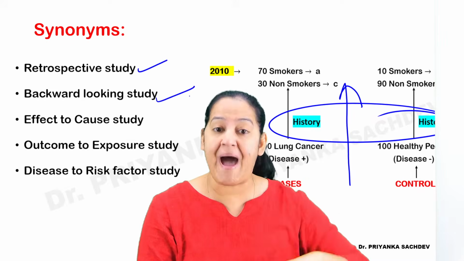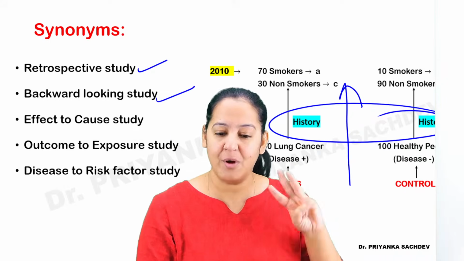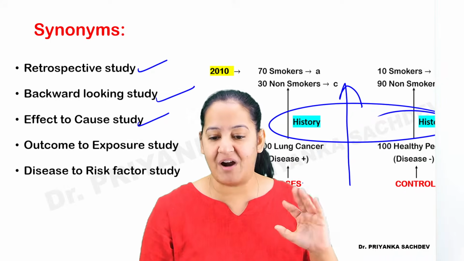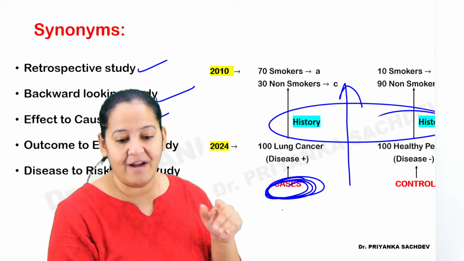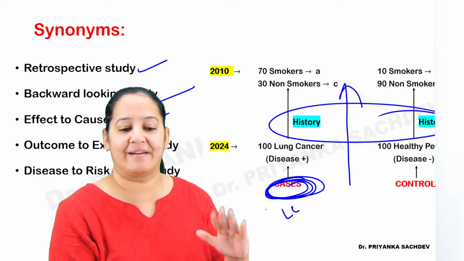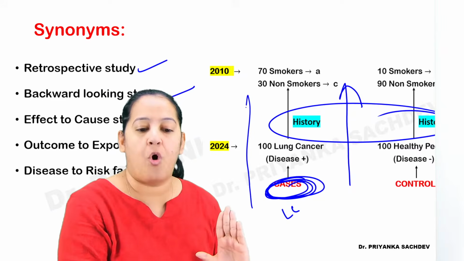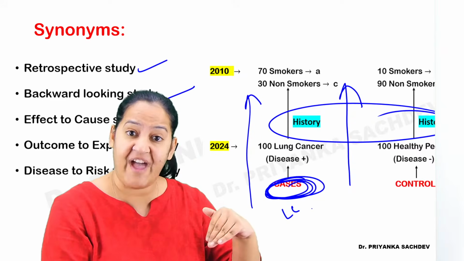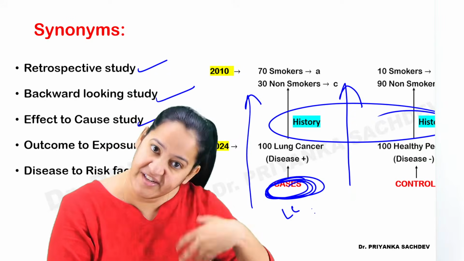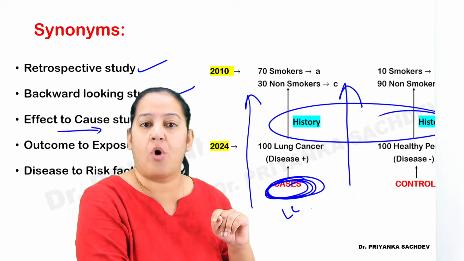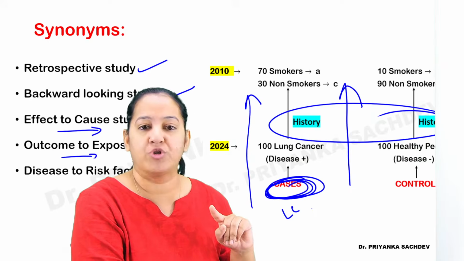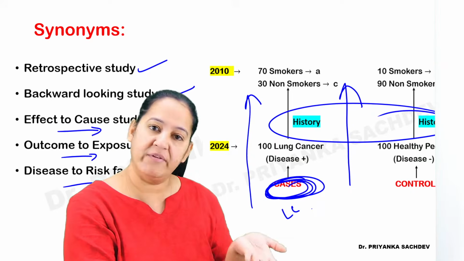It is also known as backward looking study. The meaning is the same. It is also known as effect to cause because we started with effect. Can you see? We started with effect. Effect is our disease, lung cancer. The patient already has lung cancer and we are going towards the cause. We started with effect. First, we have taken the cases and then we took the history, do you smoke or don't smoke. So we are going from effect to cause. Or you can say outcome to exposure, or you can say disease to risk factor. Whatever you say, the meaning is the same.